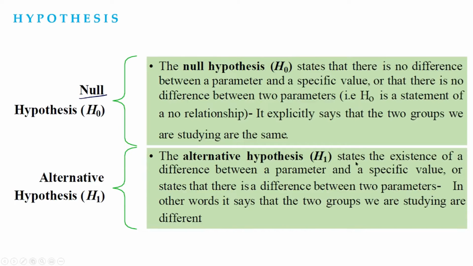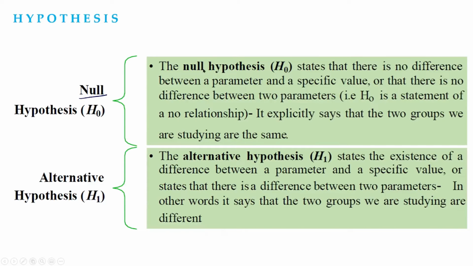It states that there is a difference between a parameter and a specific value, or there is a difference between two parameters, or that the two groups we are studying are different. Here the null hypothesis says the two groups we are studying are the same, or the value of the parameter is equal to a specific value, or there is no difference between two parameters.